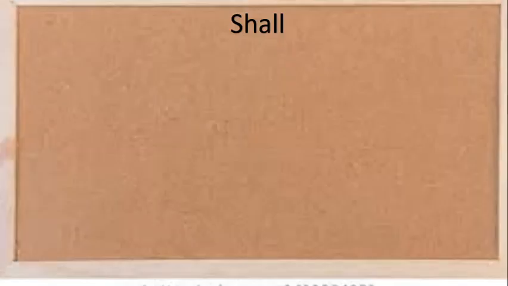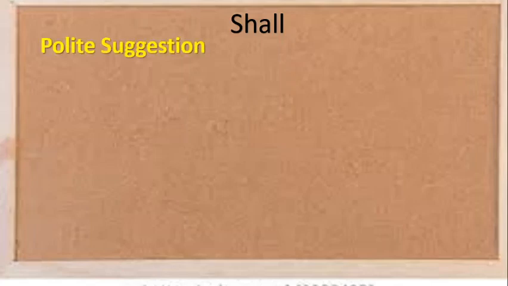So let's start with shall. What do we use shall to accomplish in English as a modal auxiliary verb? We use shall to give a polite suggestion. When you want to give suggestion, you know what it means to give a suggestion? Excellent. Now, when you want to give suggestion, there is a particular rule we should not forget.